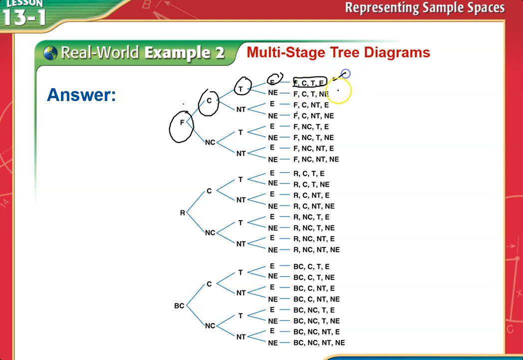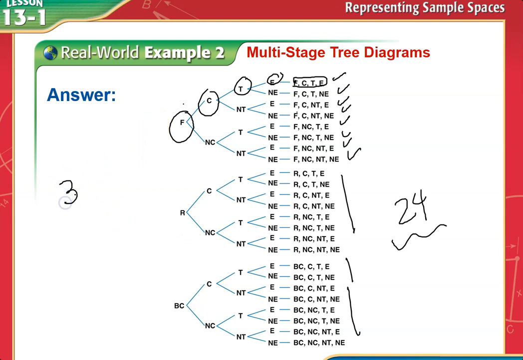Look how many outcomes we can have. 1, 2, 3, 4, 5, 6, 7, 8. 8 here and 8 here. That ends up being 24. So we have 3 choices of dressing. We have 2 choices of cheese, no cheese. We have 2 choices of turkey, no turkey. And finally, 2 choices of egg, no egg. 3 times 2 is 6, times 2 is 12, times 2 is 24. You'll see that coming later.